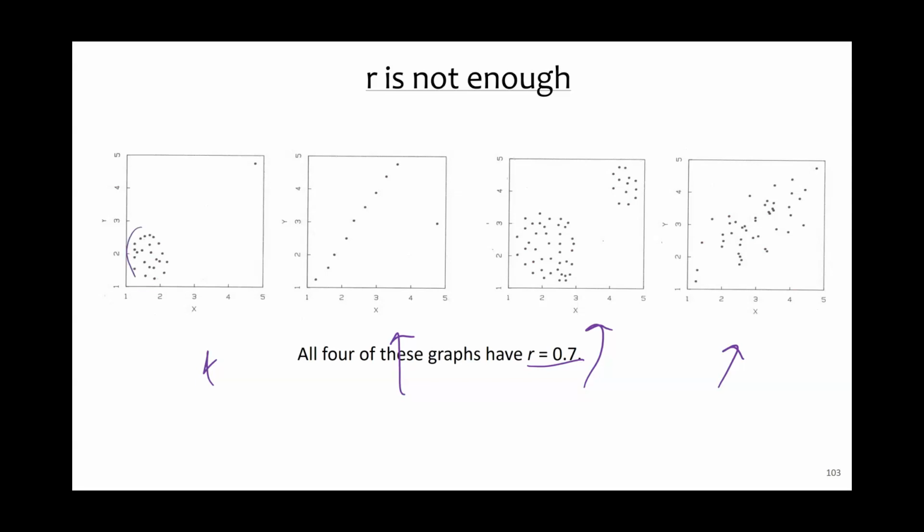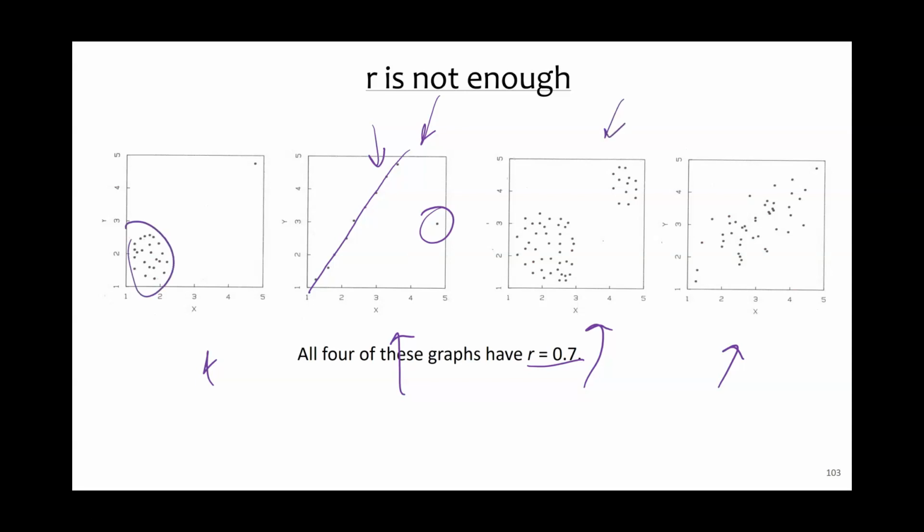So if you look here, I have a big old cluster and I have an outlier. If I didn't have that outlier, I would not argue this has a correlation coefficient of 0.7. I would not argue that at all. Here, we have an outlier here. But honestly, if you didn't have that outlier, that correlation coefficient would be a lot higher.